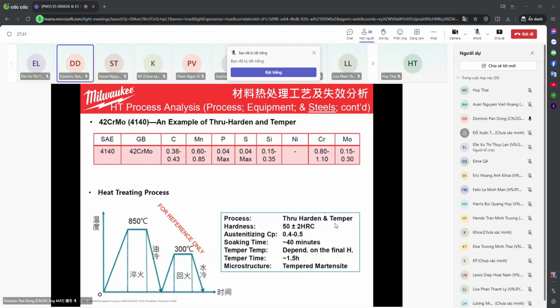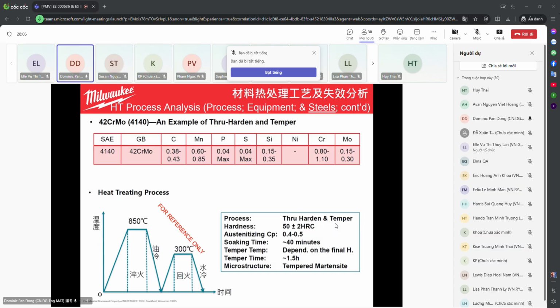And again, this is a very typical example of our parts. This is SAE 4140 or GB/T 42CrMo, chrome molybdenum. This is so-called middle carbon alloy steel. And the heat treating process is through hardening. So we see it covers only 2 stages. First, quenching, the holding temperature 850 C. Then the second, tempering, is about 300 C.